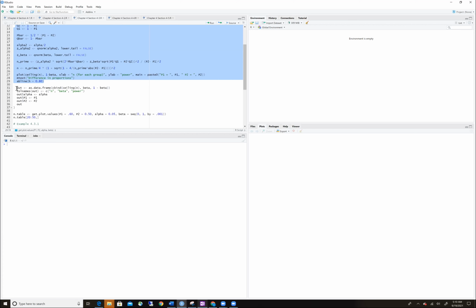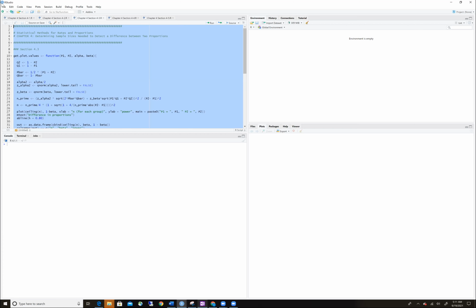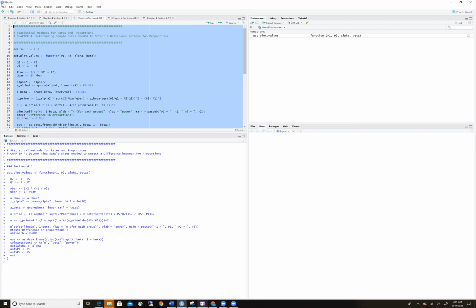But now I'm going to add a few more lines that give us the values of N, beta, and the power, and then I'm going to tack on the alpha level, the value of P1, and the value of P2. At the end of the day, I'm going to ask R to just tell me what all those values are. So this new function does a lot of what the last function did from section 4.2, but it's also going to give us the values for lots of different values of beta.